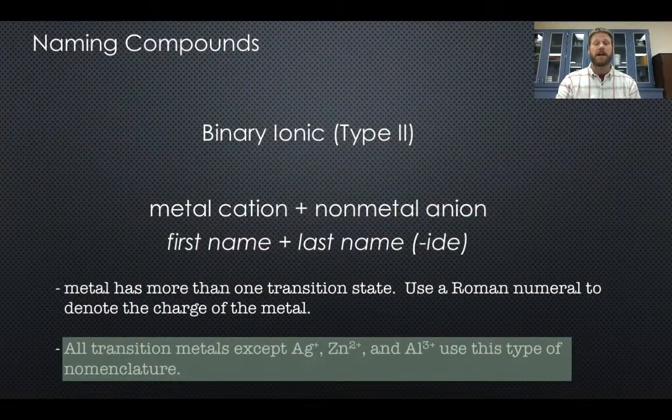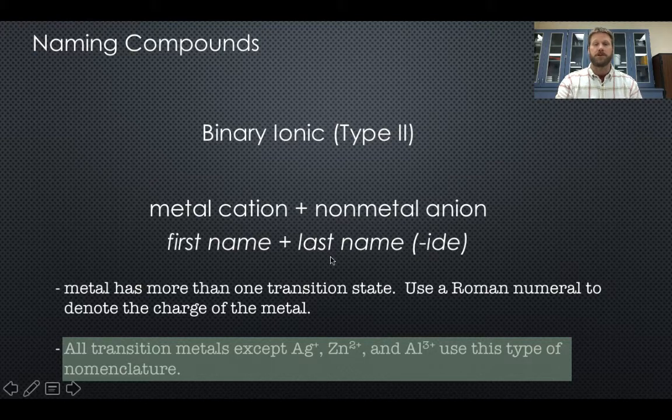The next type of ionic compounds we are going to name involve a transition metal. Transition metals are unique in the fact that they have more than one charge on their ion. So the name of the ionic compound has to reflect the charge on that specific metal cation, and we represent the charge with a Roman numeral. The Roman numeral gives you the magnitude of the charge on that cation.